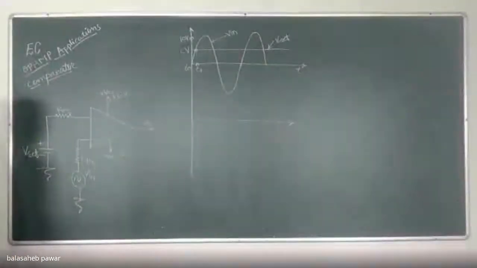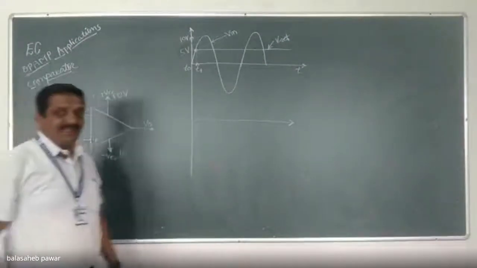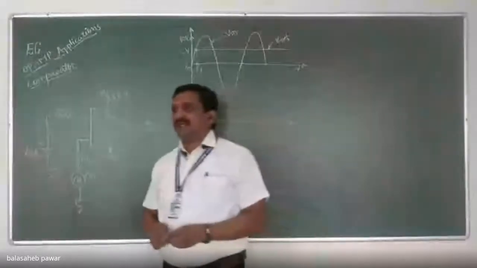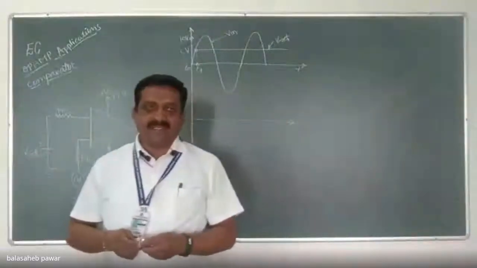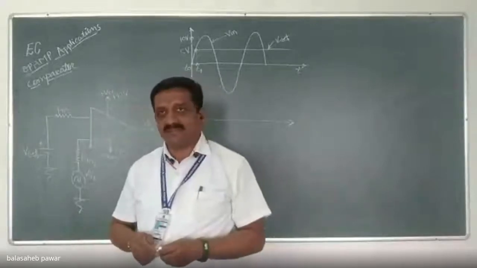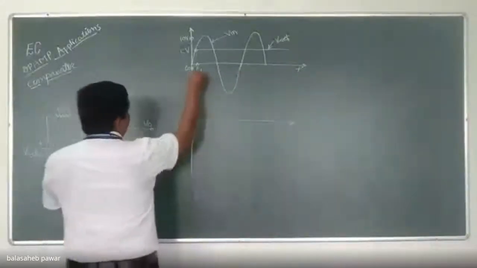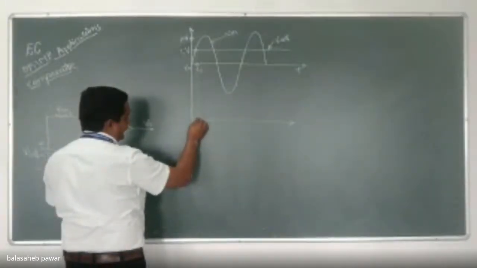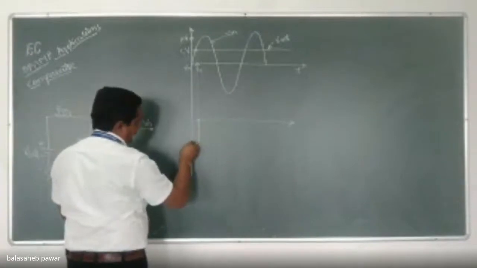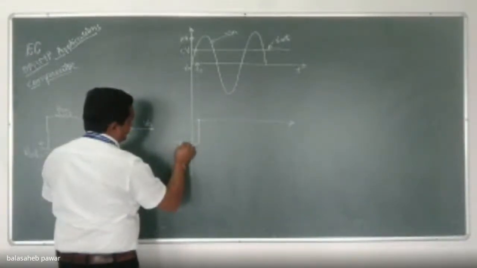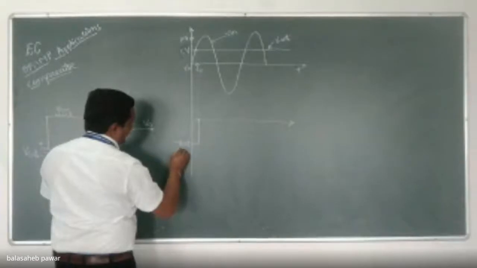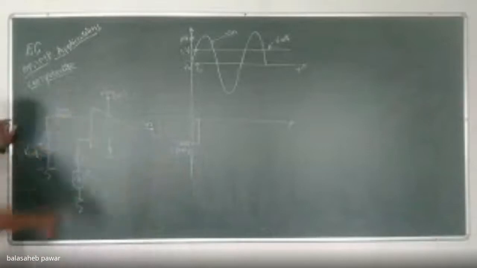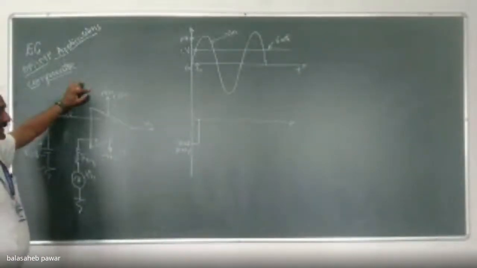So from T0 to T1, you will observe that V in is less than V reference. For the time period T0 to T1, V in is less than V reference, and therefore the output of this circuitry for the same time duration, that is T0 to T1, will remain at minus Vsat. That is nothing but minus 10.8 volts for the shown circuit, as I already mentioned, plus minus VCC of 12, right?